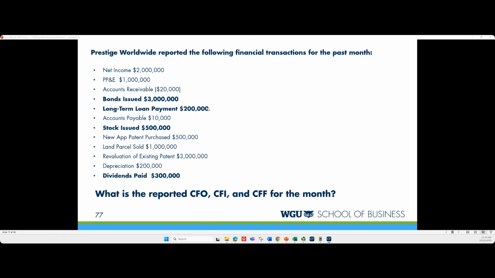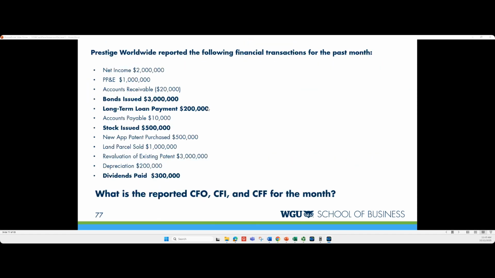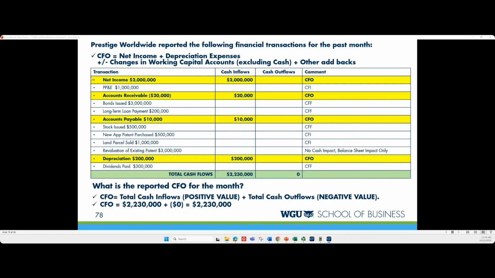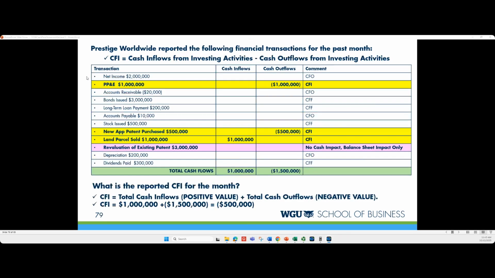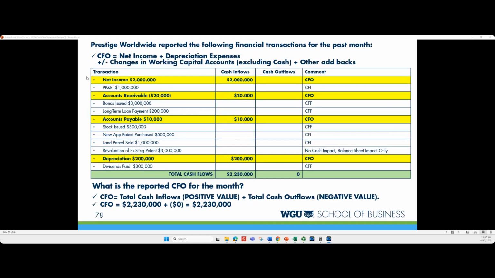Let's see here. I do have a worked example. We're running out of time here, but what I have here is a worked example showing you three sections of the cash flow statement and working through each section. So if you want to take a look at that, it will definitely be helpful for you.